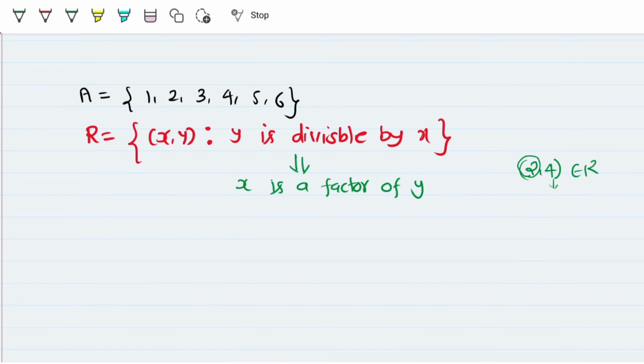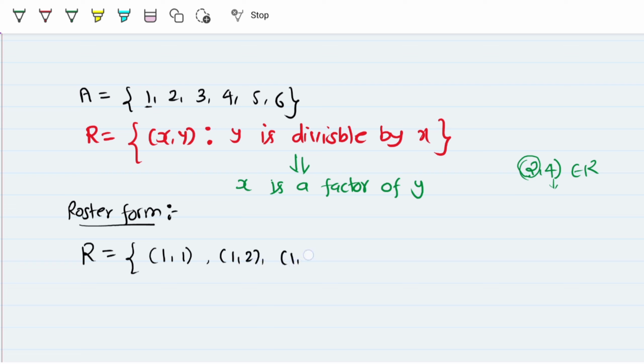So from here, can I write the roster form of this relation? In the roster form, we write the elements separated by commas. If I start with the first element 1, obviously 1 is a factor of 1. 1 is a factor of 2, 1 is a factor of 3, 1 is a factor of 4, 1 is a factor of 5, 1 is a factor of 6. So these elements will come.